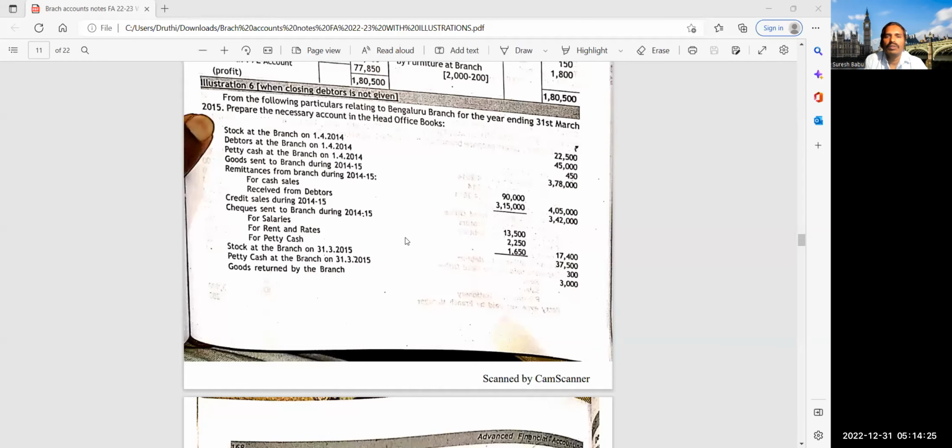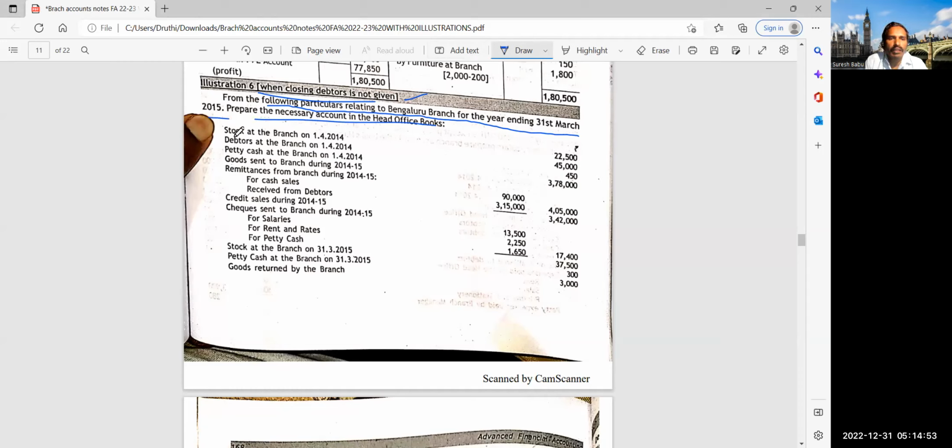This is the screen that I am sharing with you. I hope you understand it better; you can watch and repeat it. Illustration number 6, what is missing? Closing debtors is missing. From the following particulars relating to Bangalore branch for the year ending 31st March 2015, prepare necessary accounts in the books of head office.